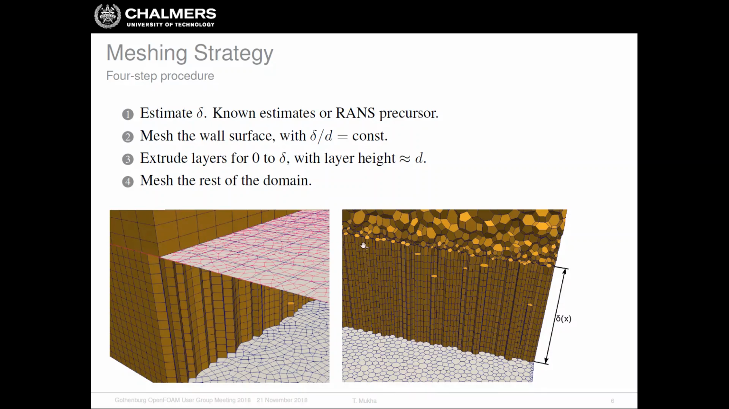So here in the figure I have two examples for different cell topologies. On the left we have a quad dominant surface mesh, and you see the layers. And on the other side we have polygonal cells, and then we extrude the prisms, and then we have some polygons here in the free stream region. And as you can see, the layers are extruded exactly to the estimated value of delta at this point.